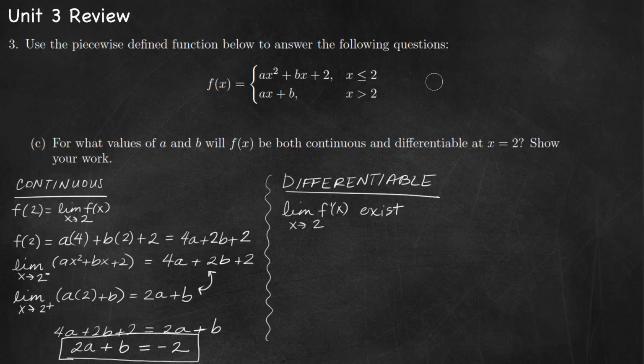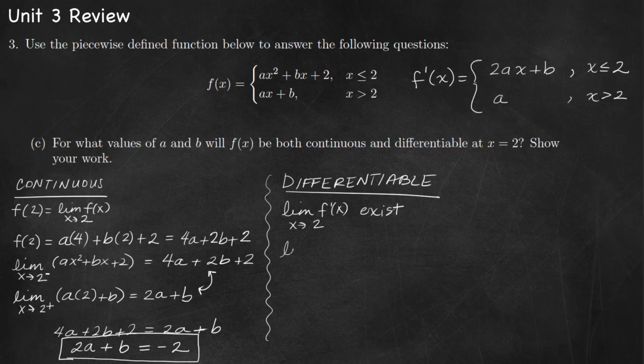So I'm going to come back up top here, and let's write our equation for f prime of x, the derivative function. Well, the derivative of ax squared plus bx plus 2 is 2ax plus b. And so we'll use that as our derivative equation for x values less than or equal to 2. The derivative of ax plus b is just a. We'll use that as our derivative equation for x values greater than 2.